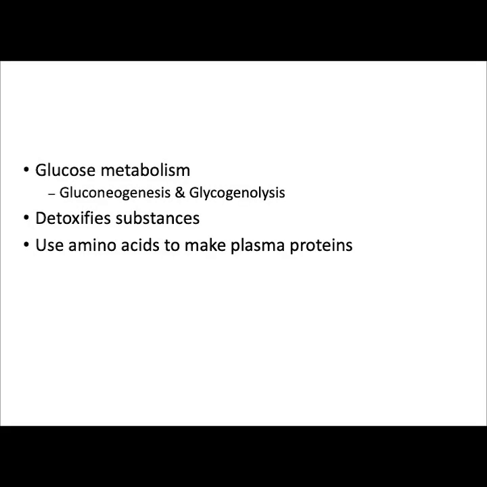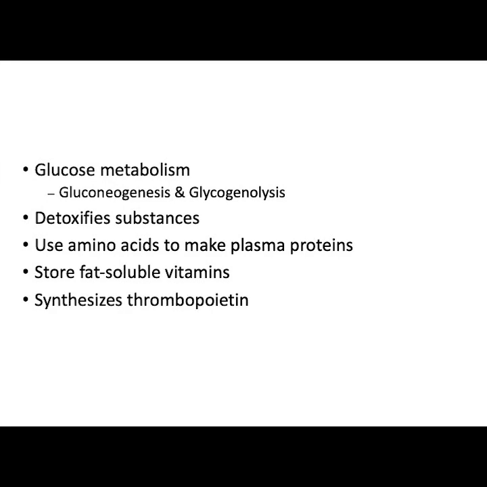Most of your plasma proteins are synthesized by the liver, and this is the fourth function. Included in these plasma proteins are albumins that are important in regulating the osmotic pressure, as well as some clotting factors. Fat-soluble vitamins are also stored in the liver, and this is your fifth function. The last and sixth function that I have listed here is the synthesis of thrombopoietin. Recall, thrombopoietin is a hormone that goes to the red bone marrow and stimulates the production of platelets through the process thrombopoiesis.